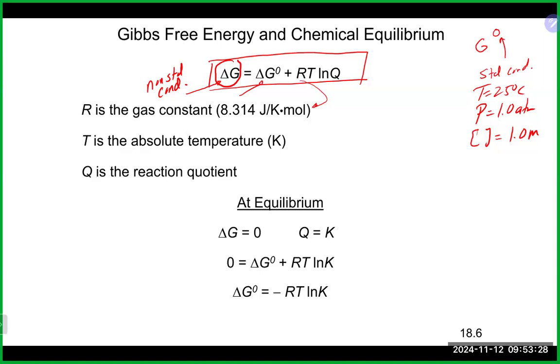So the 8.314 version of it, not the 0.08206. Temperature here, like most things, needs to be in Kelvin. And our natural log Q, Q is still the reaction quotient, which is, again, basically the concentration of our products divided by the concentration of our reactants. So remember that basically Q is calculated the same way as we do equilibrium constant. Again, we still use coefficients as the exponents, and everything's the same.